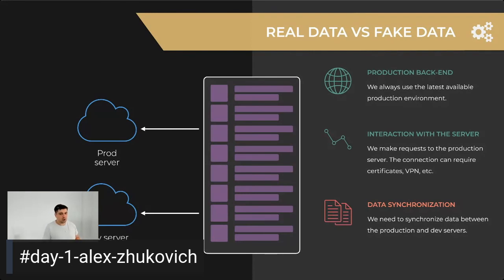When we use production and dev server, we should remember that we need to sync data between them. If we install an updated version of the backend to the production server, we should do the same for the development server. And it can be some tricky stuff, especially when your production and dev server require some VPN, some certificates, and you use different certificates. So it can be a bit more tricky to handle everything inside the app, but you can use different product flavors or feature toggles, and it will be handled.